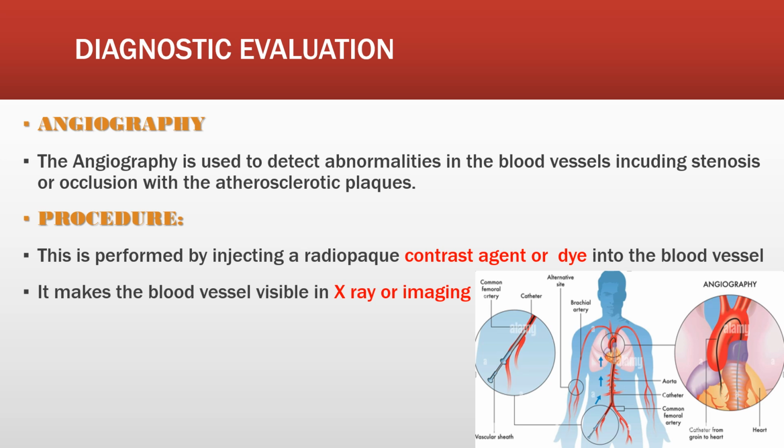So how do you do the procedure? You must have an idea. What we do is we inject a contrast agent or a dye into the blood vessel, and that dye is able to pick up the blockage. So whichever area the dye did not pass, that area is the blockage, and we see it through an X-ray or imaging.